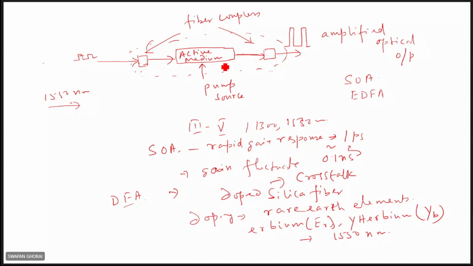Because of stimulated emissions, whenever stimulation occurs, the emitted photons will have the same energy and the same phase as the incident photons. Ultimately, the input signal will be amplified optical output.